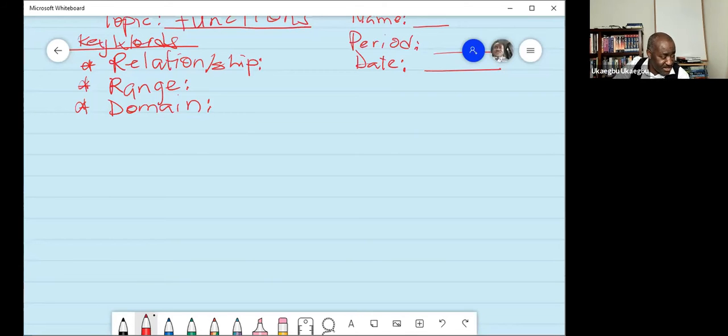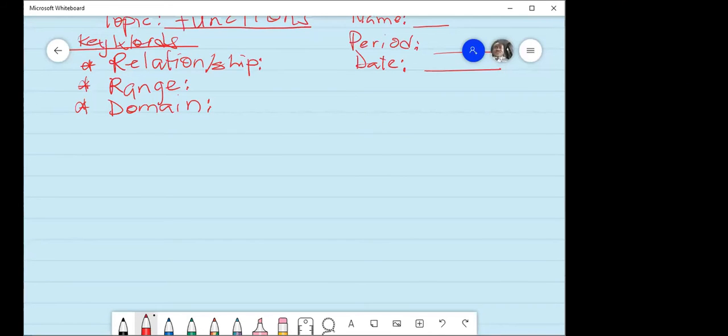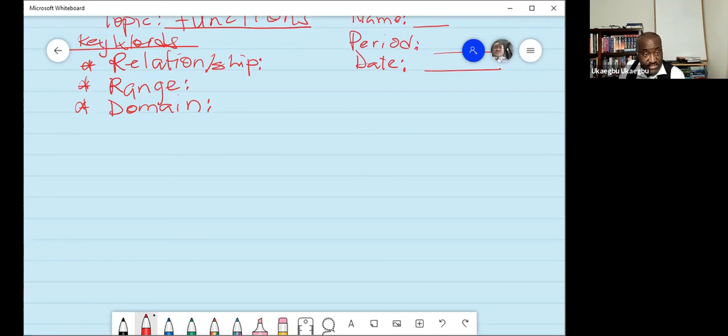Okay, so now let's start with the relation. How many of you check the weather every single day? Maybe you check it through radio or through your app or through television or whatever. How many of you do that? Do you ever check the weather condition every day? So now let's consider days of the week.